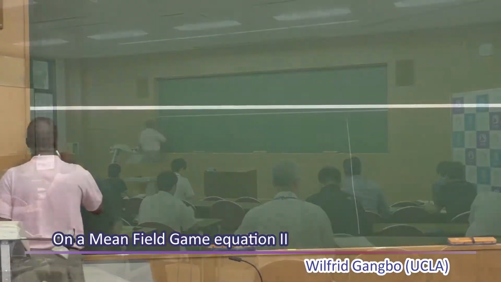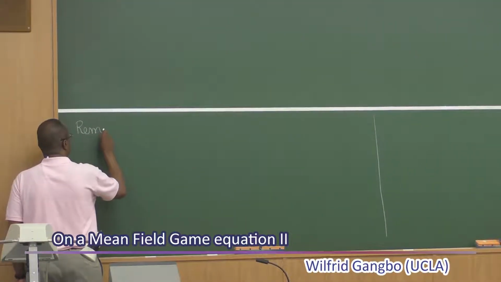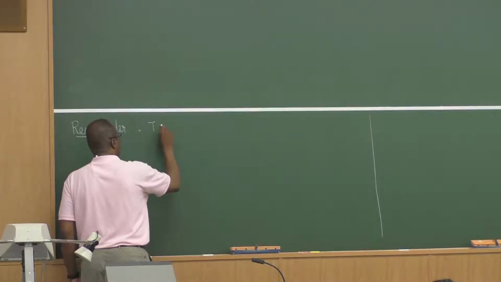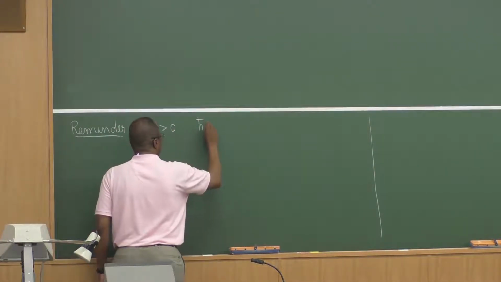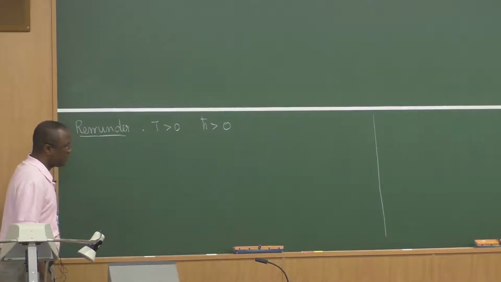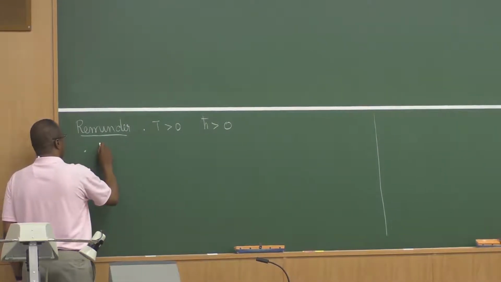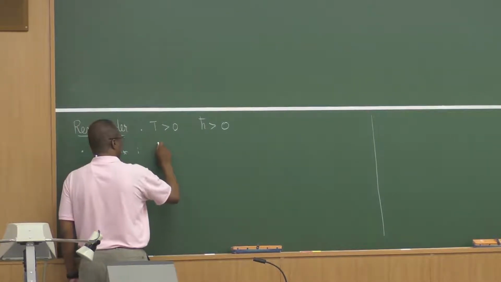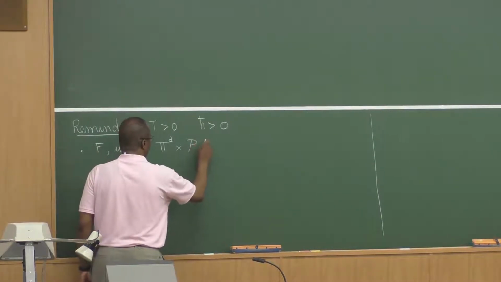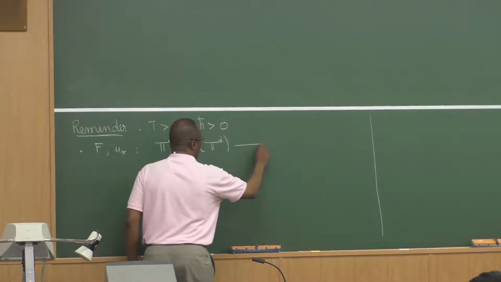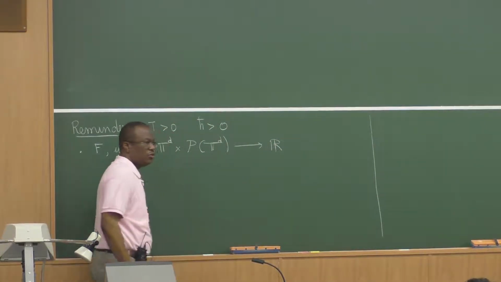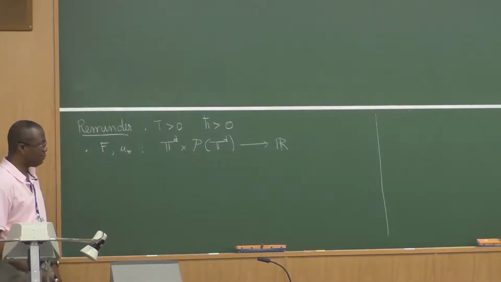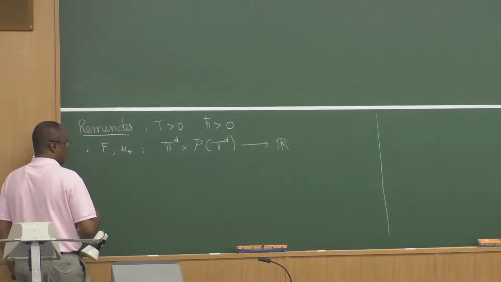So let me start by recalling a few facts. I assume that T is greater than 0 and H bar is a constant greater than 0. And I consider two functions f and u star, which are defined from the torus cross the set of probability measures on the torus into R. So for the moment, I don't make any assumption on f and u star, but soon I will be more specific.